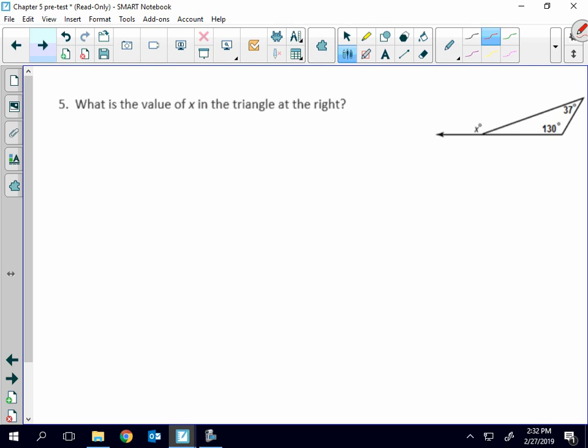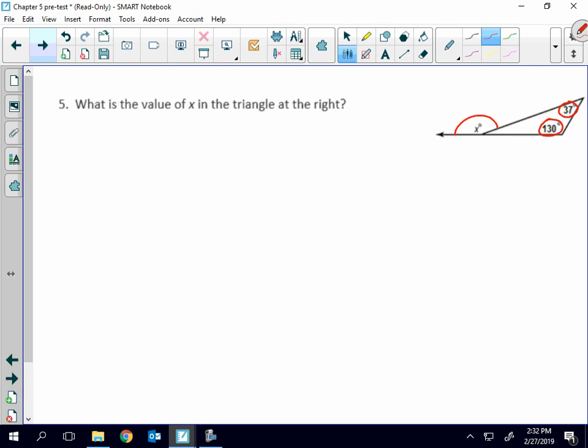Number 5, what's the value of x in the triangle at the right? Okay, the exterior angle equals the sum of these two angles. If you want to do it that way, go ahead. I'm going to do it my other way just to help people understand.